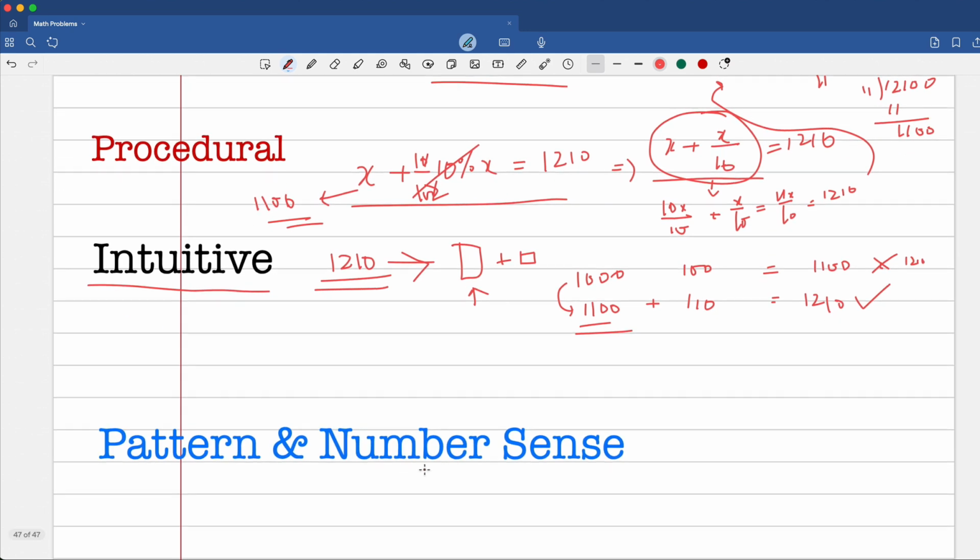How do you develop this? The idea is to always look for what's happening behind the scenes, not just to look for a formula, but look for what's happening in the problem. And what's happening here is that there is a number, 1/10 of that number is getting added to it, and suddenly the answer becomes 1210.